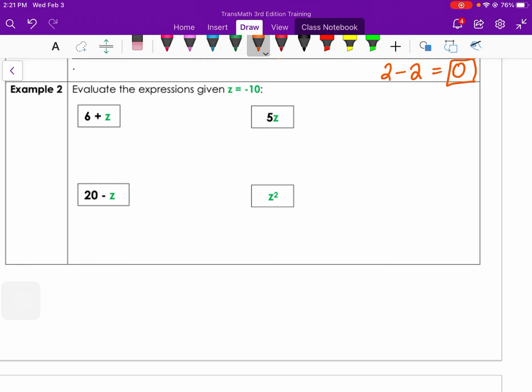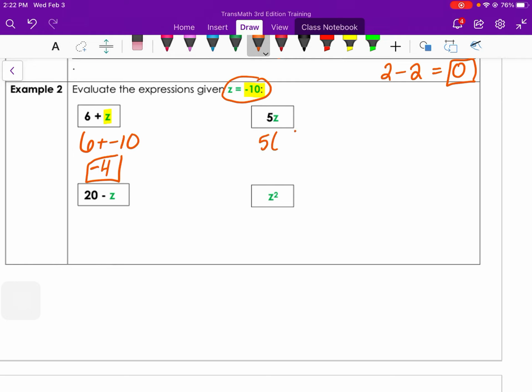Let's practice a few more. Let's say that z equals -10. If I have the expression 6 plus z, that would mean that I want you to do 6 plus -10. So replacing the -10 in the spot of the z, and then evaluating. Positive 6 and -10 have different signs, so the difference between 6 and 10 is 4, and there's more negatives because 10 is bigger, so my answer would be -4.